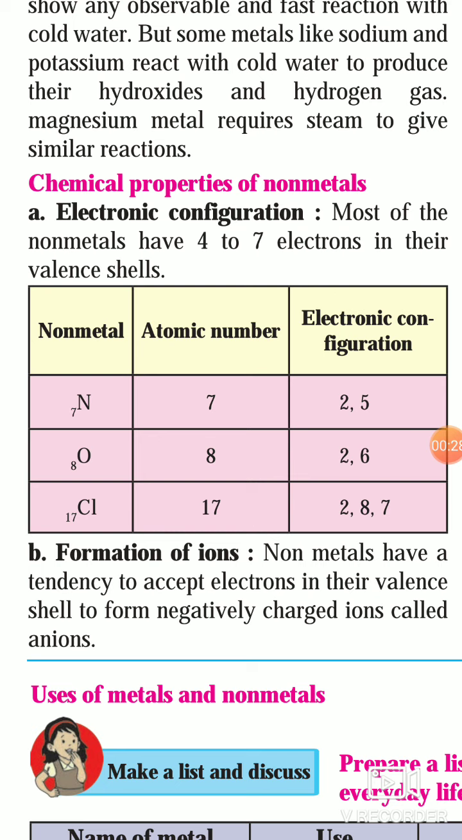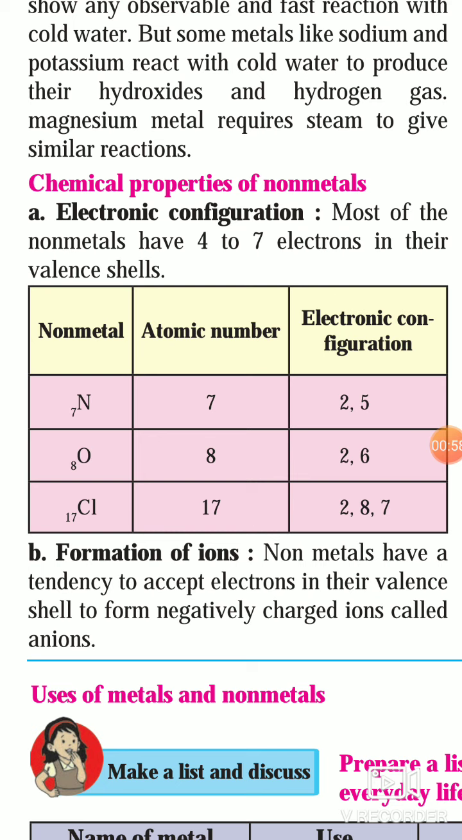Nitrogen has the atomic number 7, so its second orbit will be incomplete. The electronic configuration will be 2 5, so 5 electrons are there in the last orbit. In oxygen, the atomic number is 8 and the electronic configuration will be 2 6. So 6 electrons are there in the last shell.